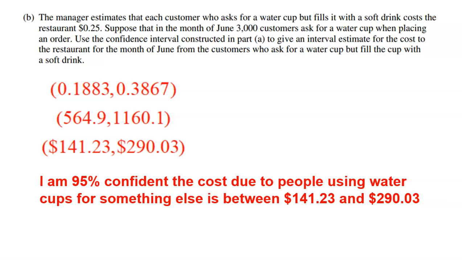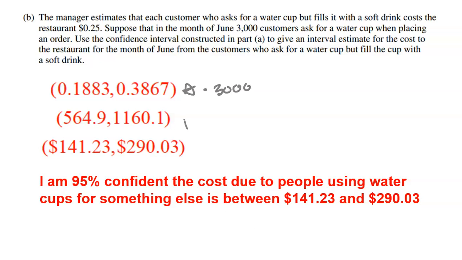So first, I'm going to start off with my interval. Remember, my interval was for the proportion of people that would do this unspeakable act of filling a water cup with something other than water. So then I said, okay, well, wait a minute. Now I'm going to multiply that by 3,000 because that's a proportion of people. If I have 3,000 people, then 18% of the 3,000 people would be 564.9 people. 38.67% of that 3,000 would be 1,160.1 people.